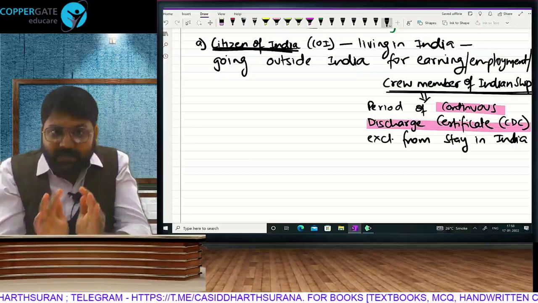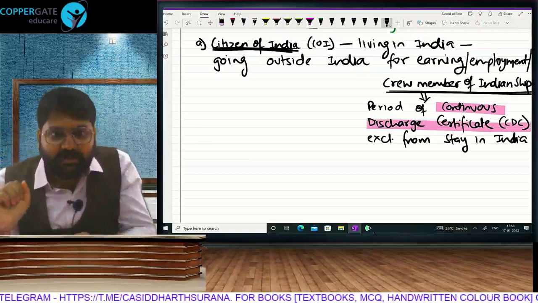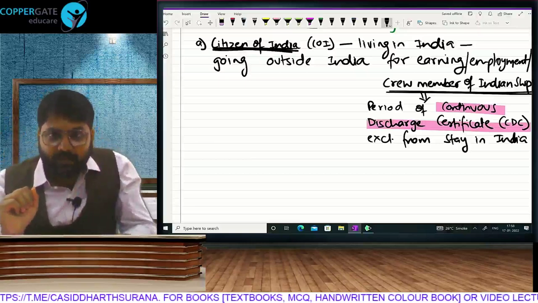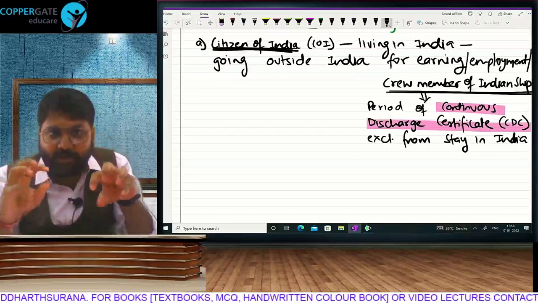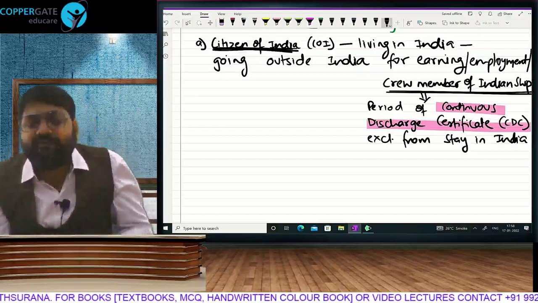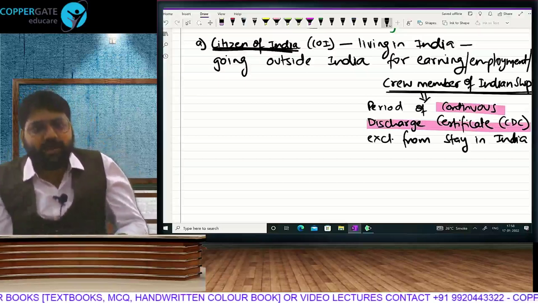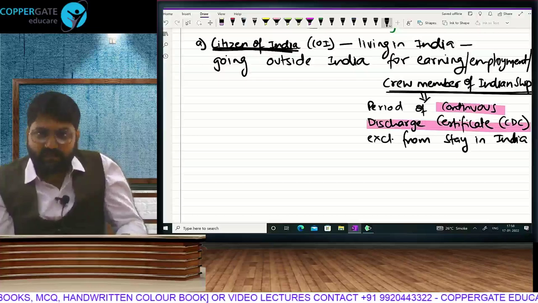A contract between the shipping company, that is the employer, the boss, and the crew member, that is the employee. A contract between the shipping company and the crew member, the employer and employee, that these many days you will have to work without any holiday. What is that contract called? Continuous discharge certificate. Is that understood?